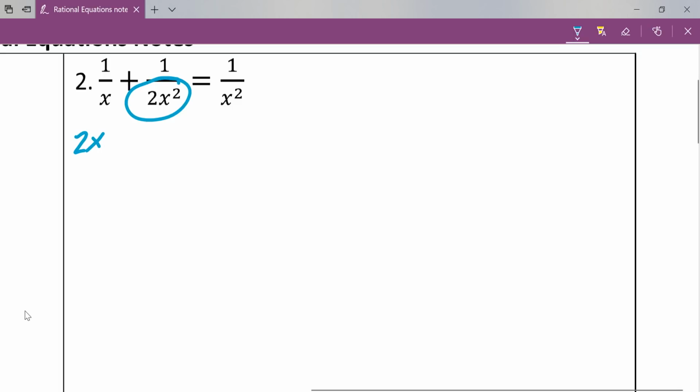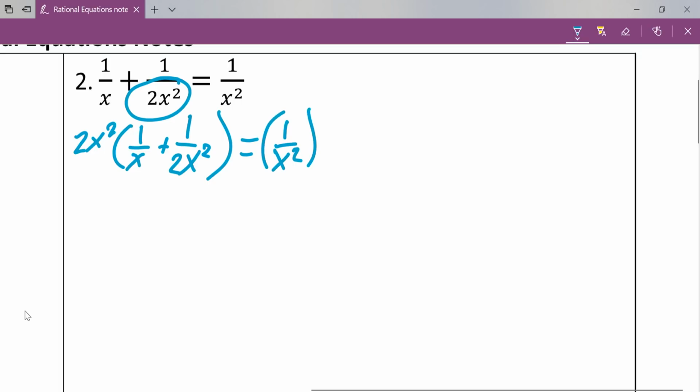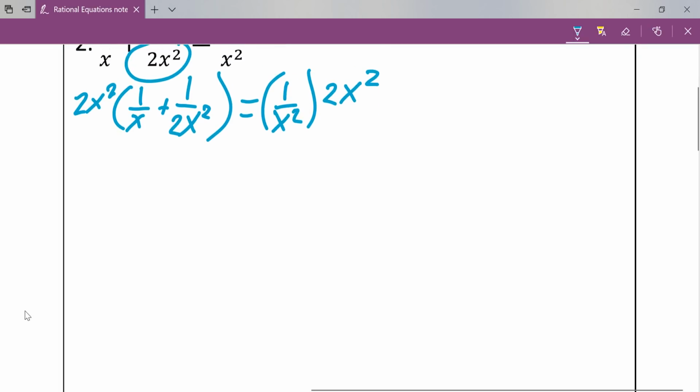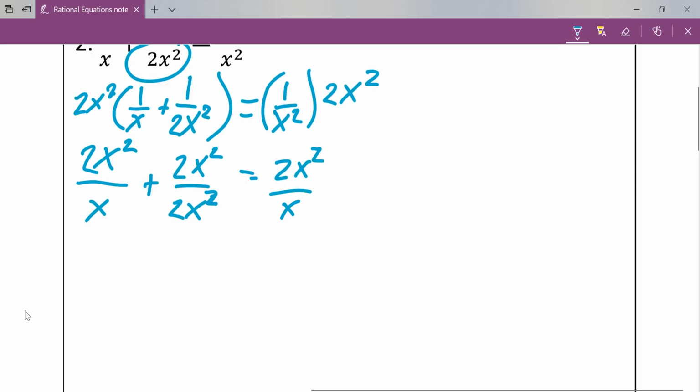So we're going to multiply 2x squared by 1 over x plus 1 over 2x squared is equal to 1 over x squared times 2x squared. And so now I'm just going to distribute this 2x squared into each of these terms, and so I get 2x squared over x plus 2x squared over 2x squared, and that is equal to 2x squared over x squared.